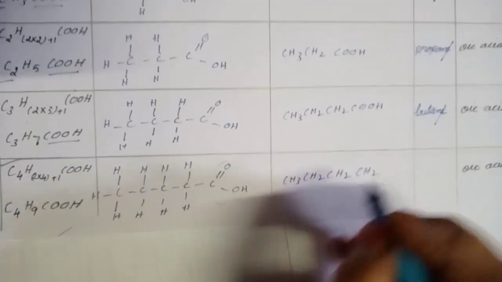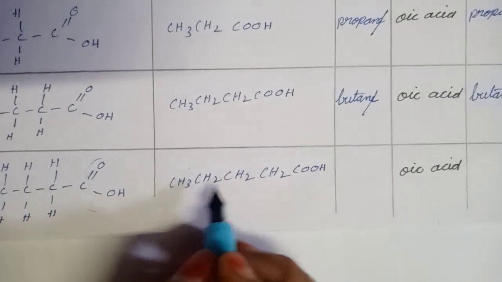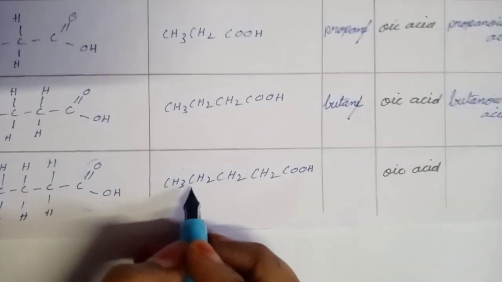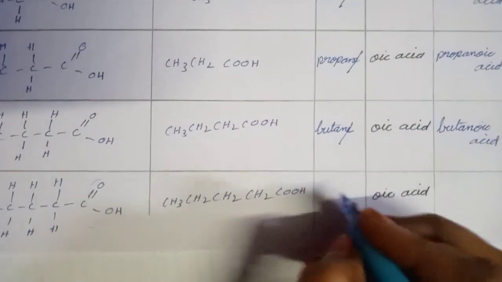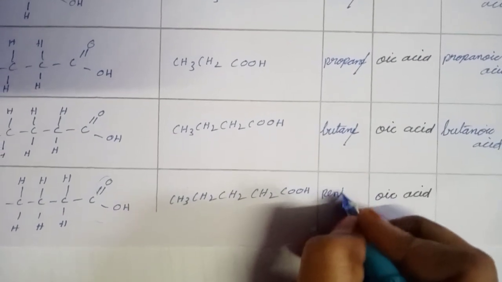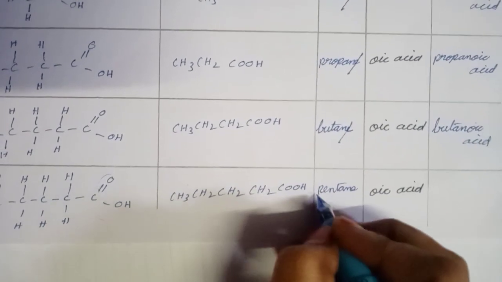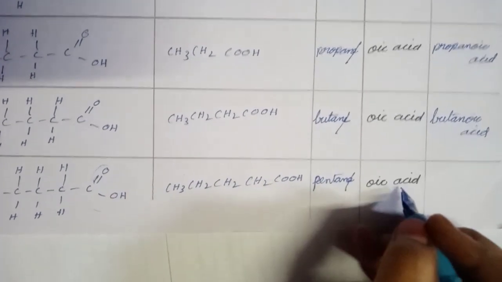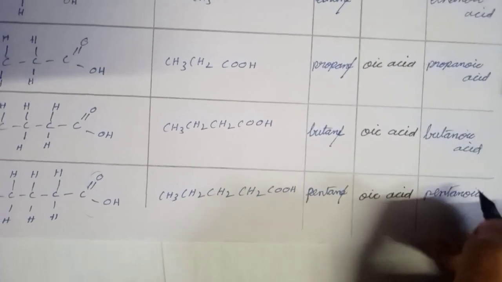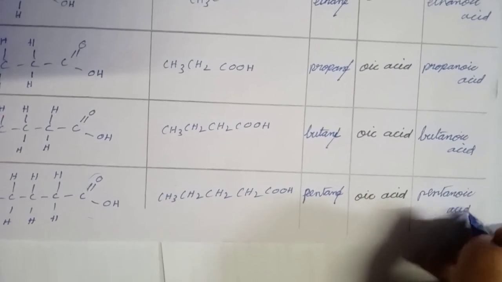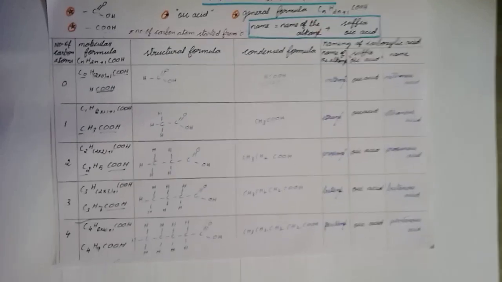This group COOH. How many carbons? 1 2 3 4 5. That means meth, eth, prop, but, pent. For the alkane, pent plus ane, pentane. After cancelling E, we merge. What do we get? We get pentanoic acid. These are the first 5 members of the carboxylic acid family.